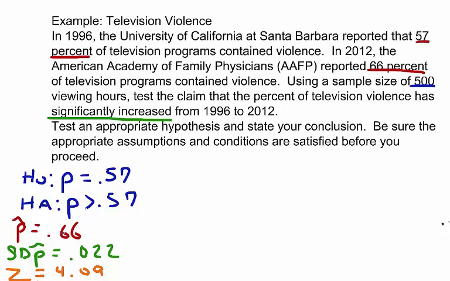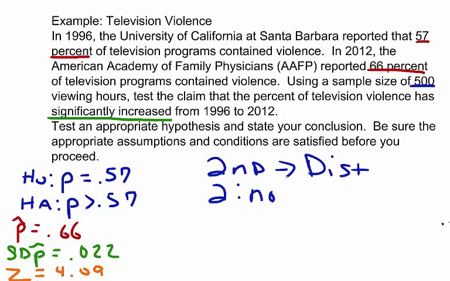Using a graphing calculator, you'll hit the second key, then distribution, which is above variables. Then you'll choose option 2, normal CDF.